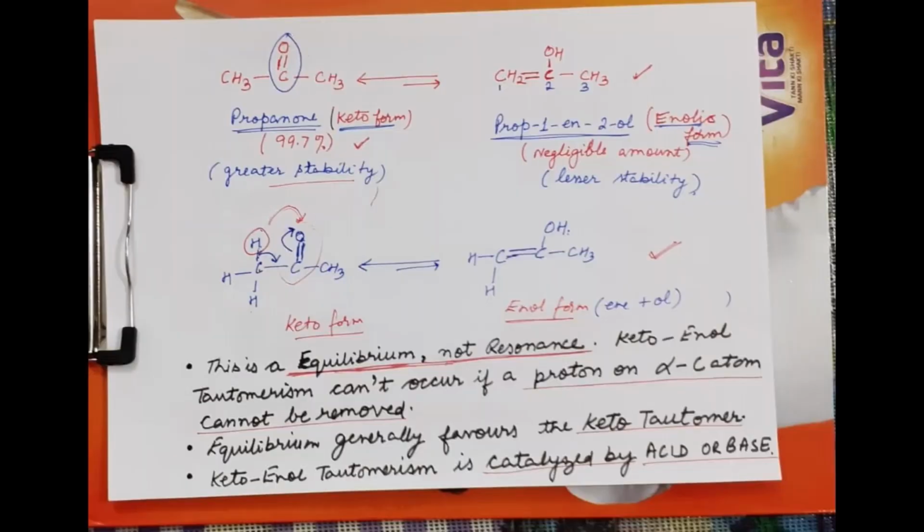So here in this tautomerism, I want to again discuss some key points. First, it is very important to understand, this is an equilibrium between the keto and the enol form, not resonance. Keto-enol tautomerism cannot occur if a proton on the alpha carbon atom cannot be removed. Second point is, equilibrium generally favors the keto tautomer, as I have just explained. And the next important point is, keto-enol tautomerism is catalyzed by acid or base.